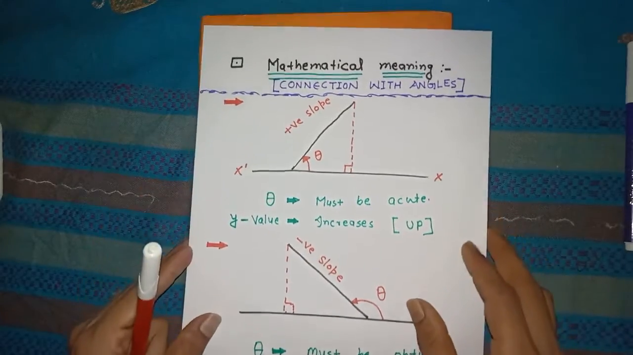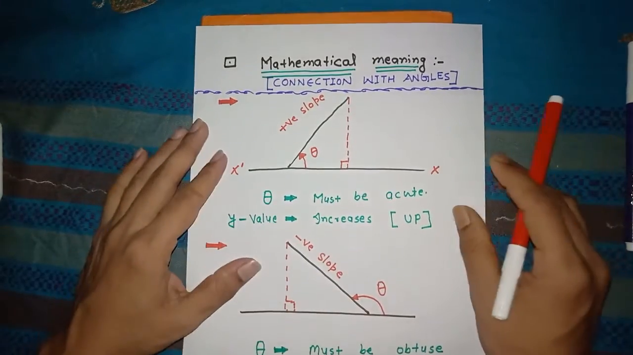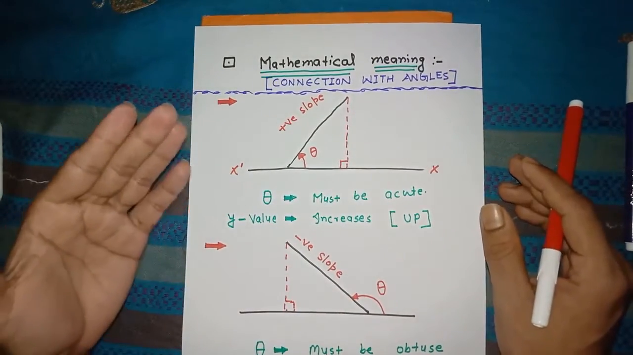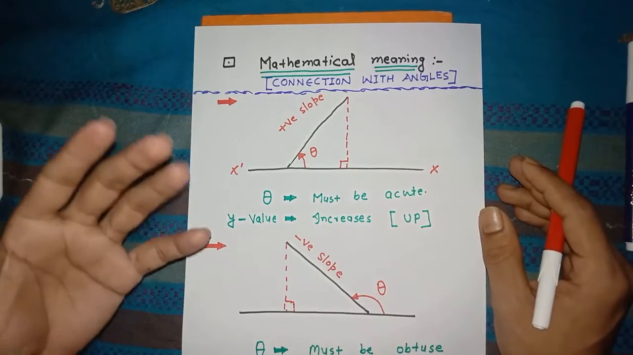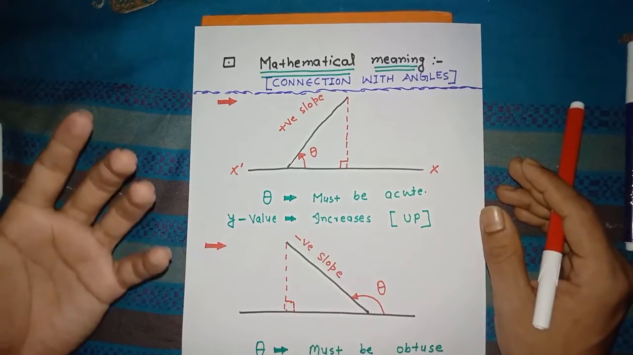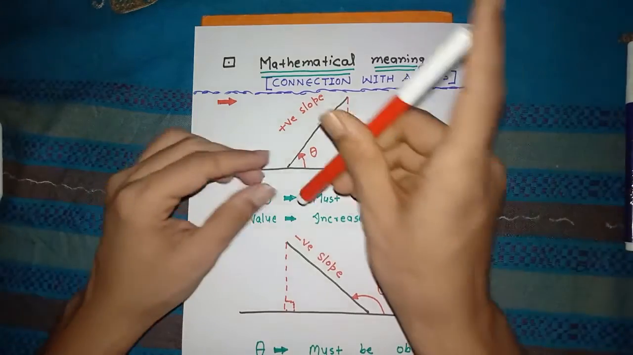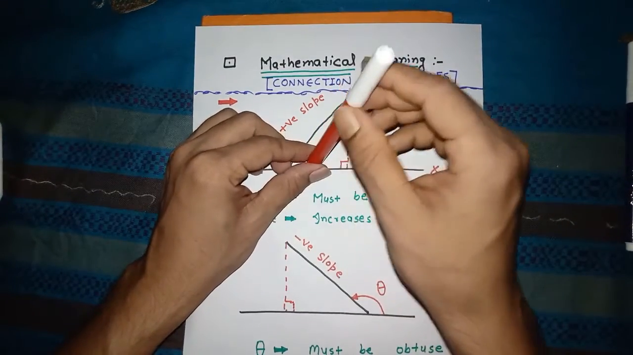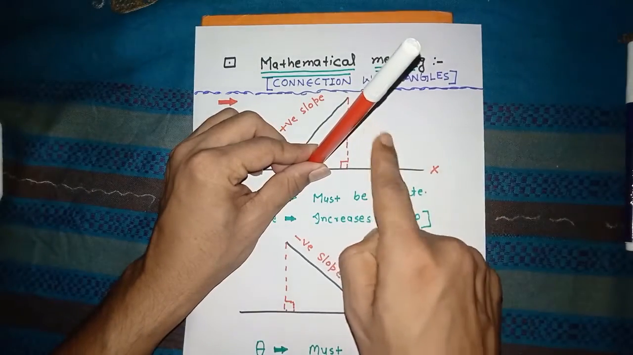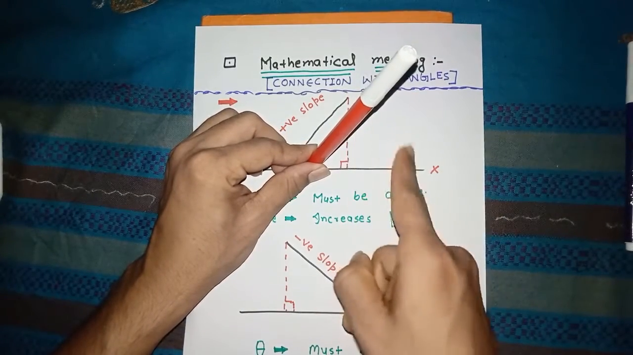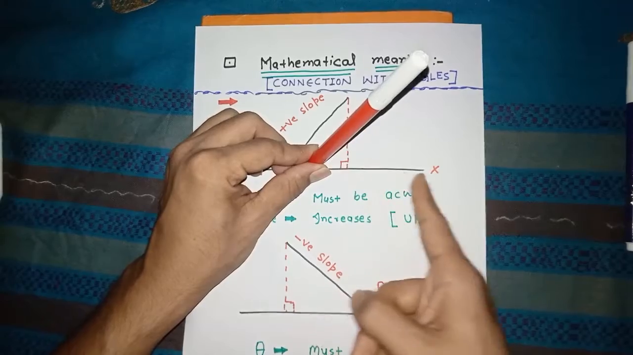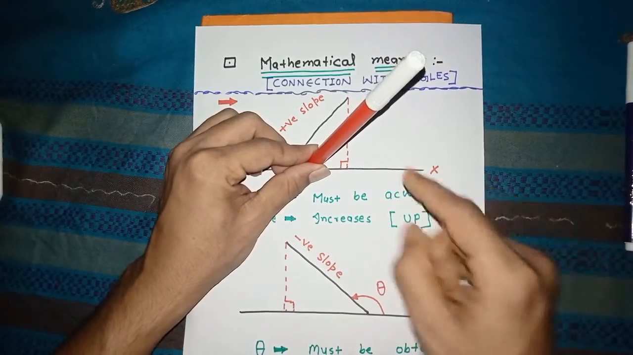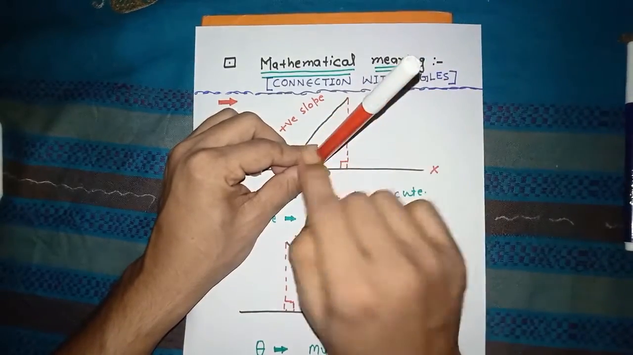So you have understood the general meaning of slope, and now I am going to give you the mathematical meaning of this slope. Is the slope connected to angles? Yes, obviously it is connected to angles. Here you can see that if I take this marker and make an acute angle with the x-axis along the ground level, it has a positive slope.